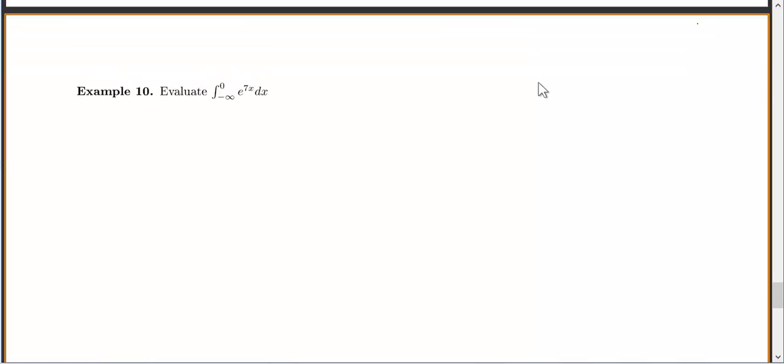Let's try another one. Let's evaluate the integral from negative infinity to 0 of e to the 7x dx. Technically, it doesn't really matter which letter you put here. You can use any letter you want, but we need to replace this negative infinity with a letter. In our textbook, they replace it with an A because usually limits go from A to B. If you want to put a B there, it won't make a difference. So we're going to go from A to 0, and this will be the limit as A goes towards negative infinity of the integral of e to the 7x dx.